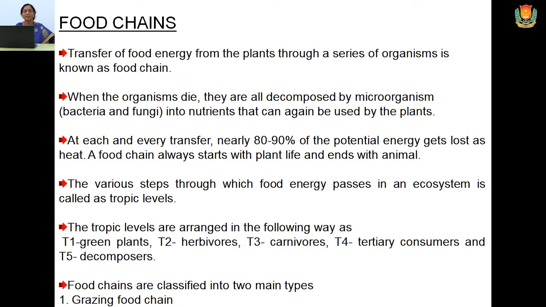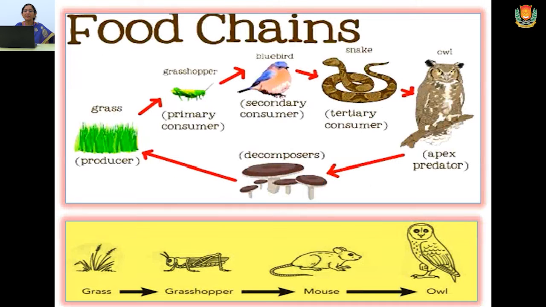Now when we see the top diagram, you can see that grass is the producer which produces the food. The primary consumer is a grasshopper which feeds on the grass. And we can see that the bluebird is the secondary consumer which feeds on the grasshopper, that is primary consumer. And you can see that the tertiary consumer, snake, eats the bluebird, and finally another type of predator, that is owl, also feeds on the tertiary consumer.